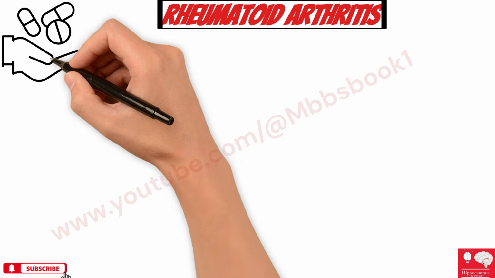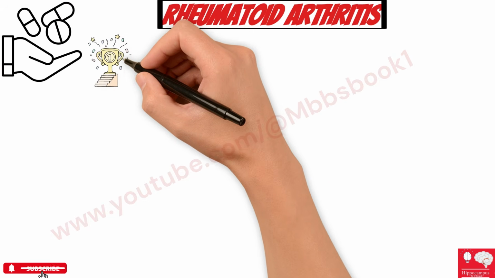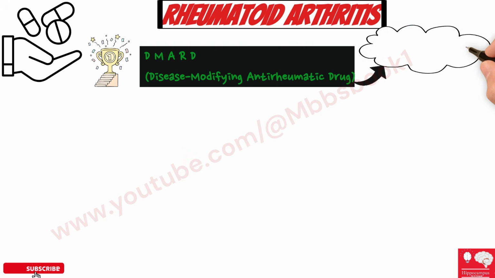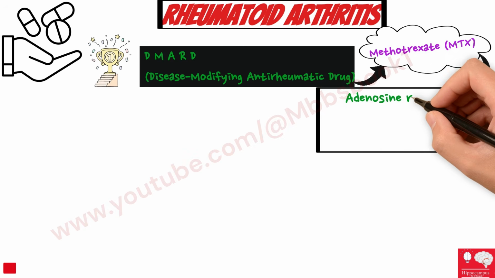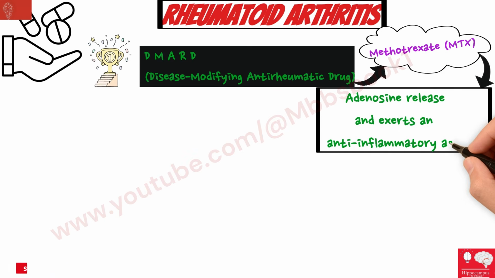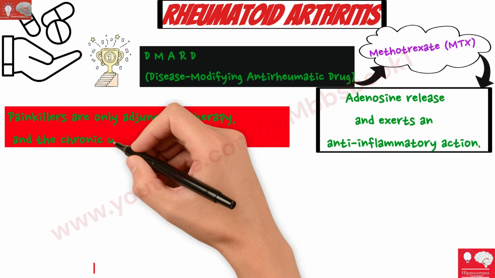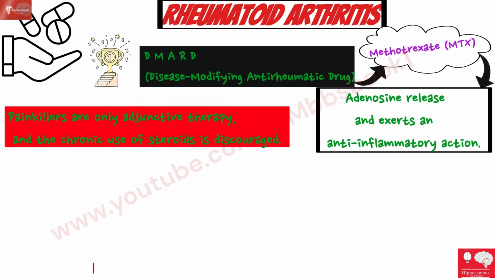Treatment of rheumatoid arthritis. First-line therapy. Disease-modifying antirheumatic drug we use is methotrexate, MTX. It promotes adenosine release and exerts an anti-inflammatory action. Painkillers are only adjunctive therapy, and the chronic use of steroids is discouraged.